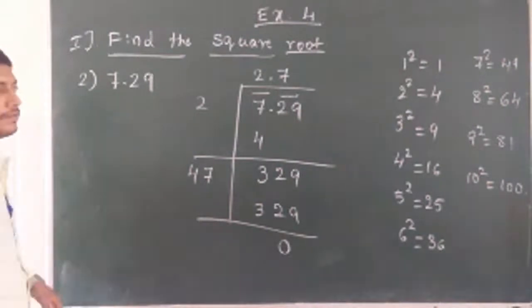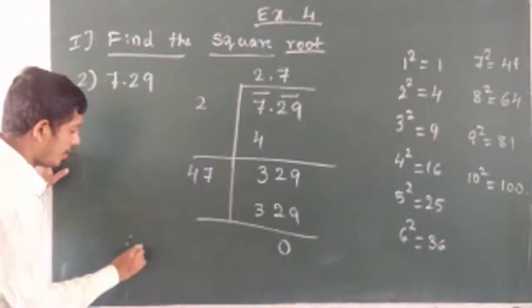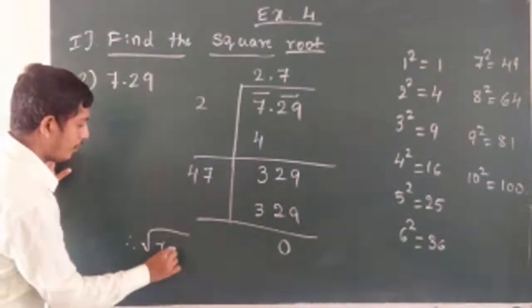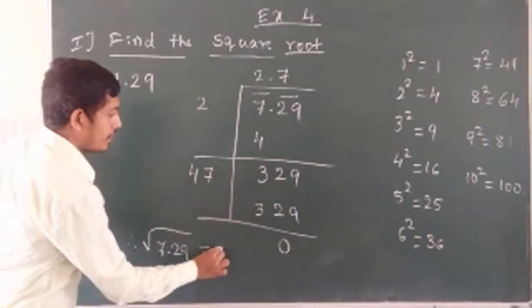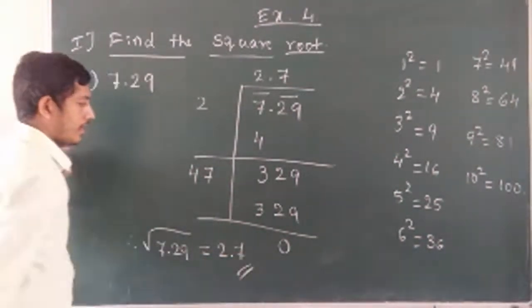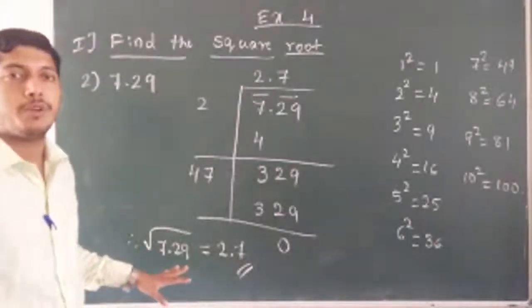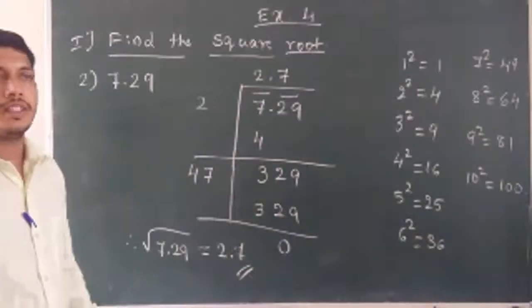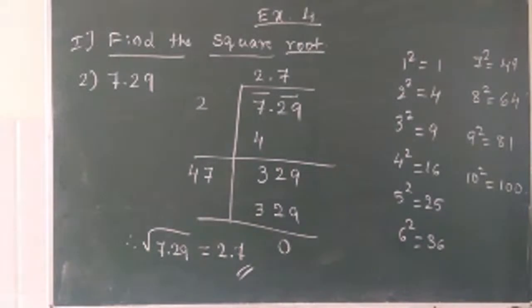Therefore square root of 7.29 is equal to 2.7. Square root of 7.29 is 2.7. Just look at the steps. 2.7 is the answer.